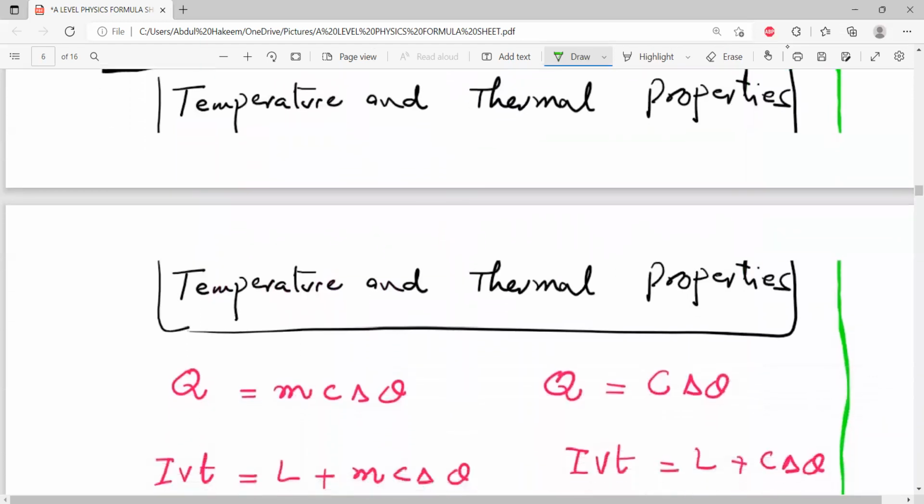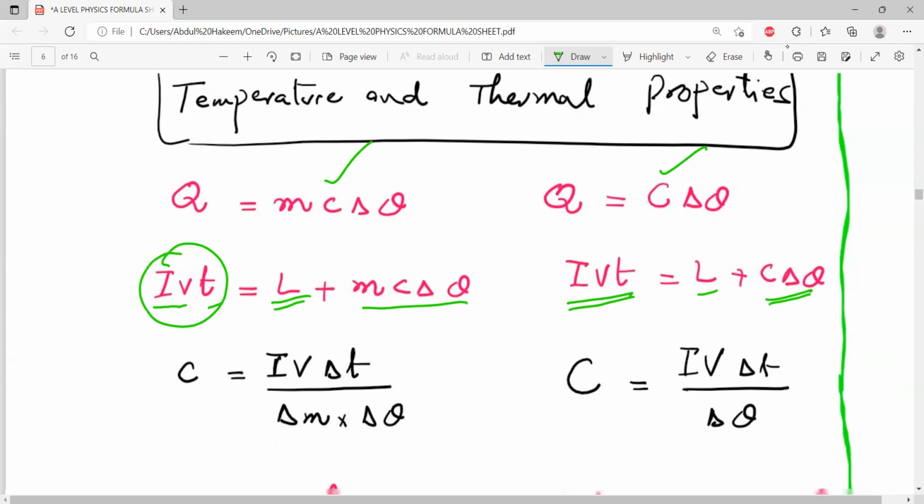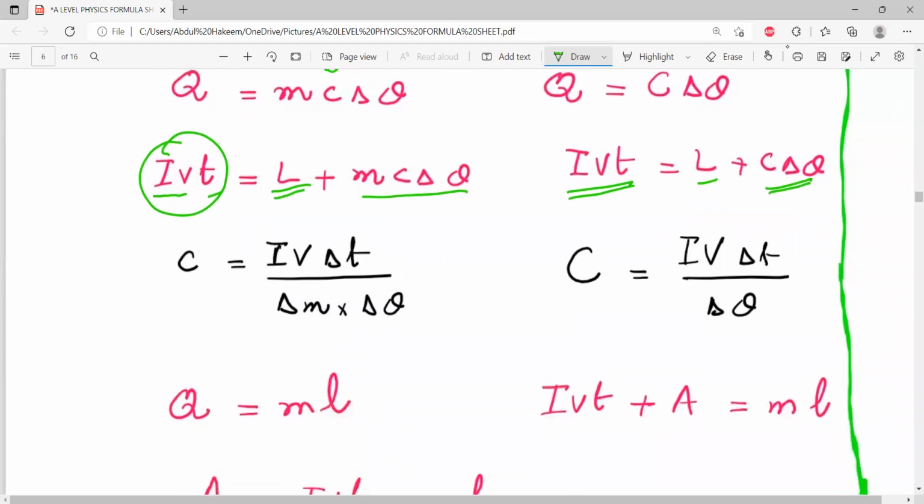The next is about temperature and thermal properties. Q is equal to mc delta theta when specific heat capacity is given. Q is equal to capital C delta theta when heat capacity is given. And Q is energy. Energy is power multiplied by time, so power is IV, into time, so Q is replaced by IVt, and this equals the loss of energy plus mc delta theta. Here, IVt is the energy supplied, which equals the loss plus that absorbed by the substance. So from this, the specific heat capacity c is IV delta t over delta m delta theta, or in terms of the heat capacity, it's IV delta t over delta theta.